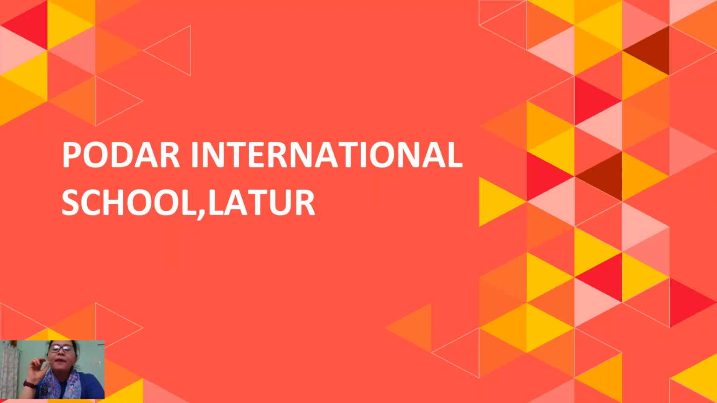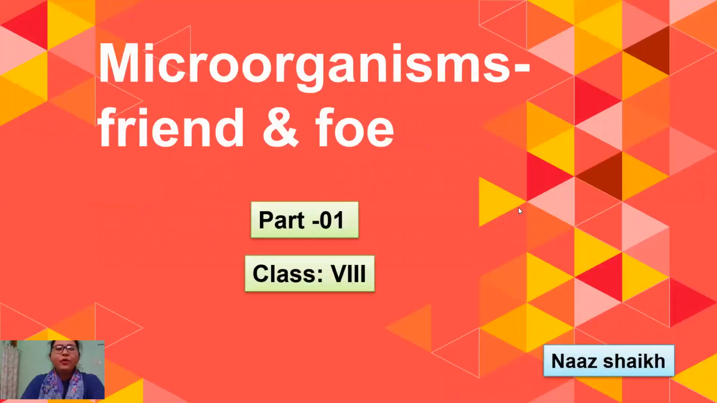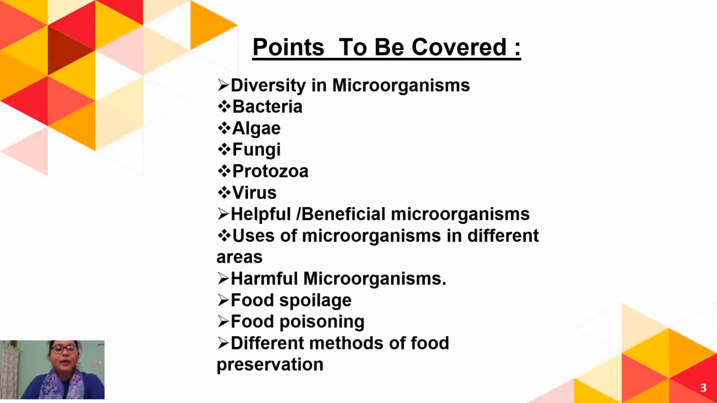It means that there are certain organisms present around us which are too small and not visible to our naked eyes. And it is very essential for us to study about them too. So today we are going to learn a very important lesson, that is microorganisms, friend and foe.